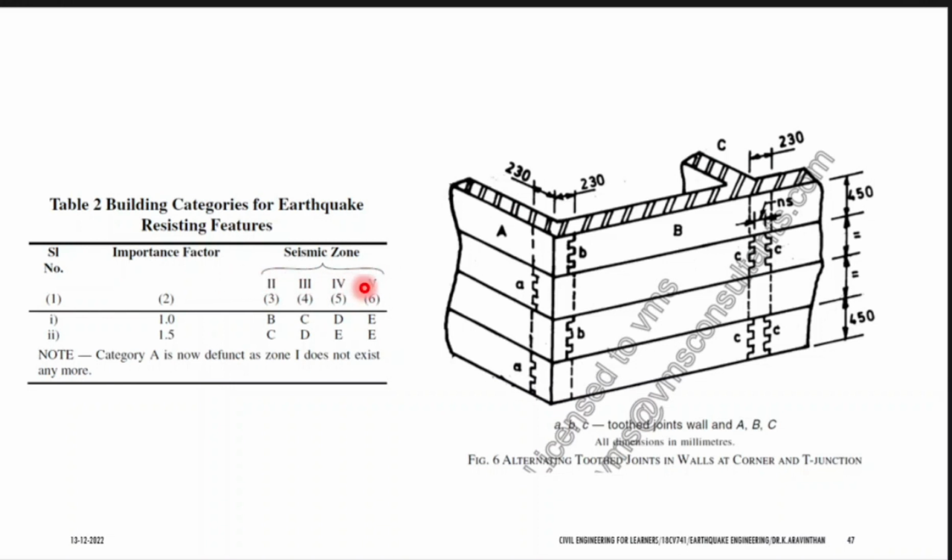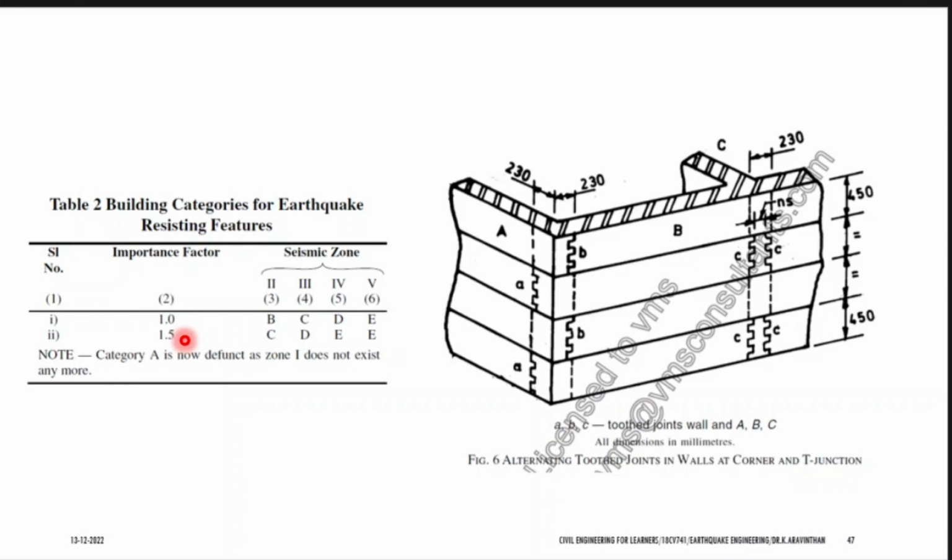For these 4 zones, you should use category B, C, D, E. Now, if your building has an importance factor of 1.5, what are those structures? School buildings, fire station, hospitals, telecommunication structure, police station. They come under category 1.5.